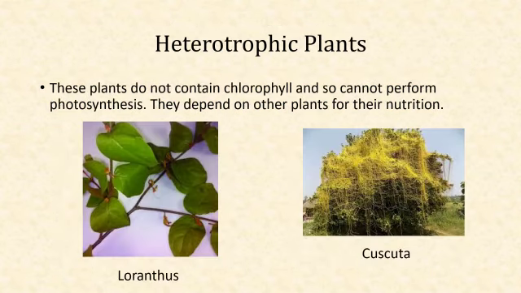Heterotrophic plants. Heterotrophic plants are those plants which do not produce their own food due to the lack of chlorophyll. So these plants grow on the body of other plants to obtain food. Such plants are called parasitic plants. Example, Loranthus and Cuscuta. Due to absence of chlorophyll, the Cuscuta is completely dependent on the host plant. Hence, it is said to be a completely parasitic plant. Host plant is the plant on which the heterotrophic plant grows.